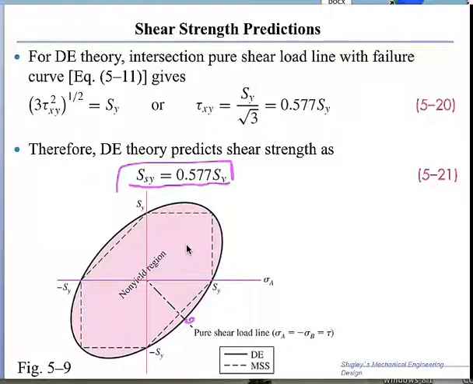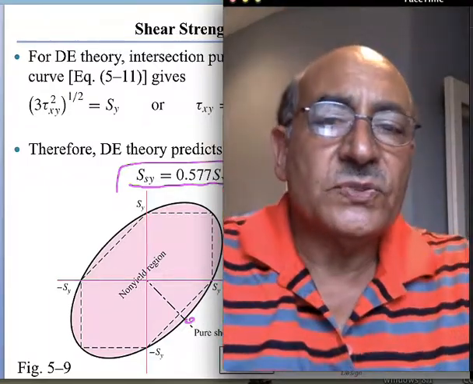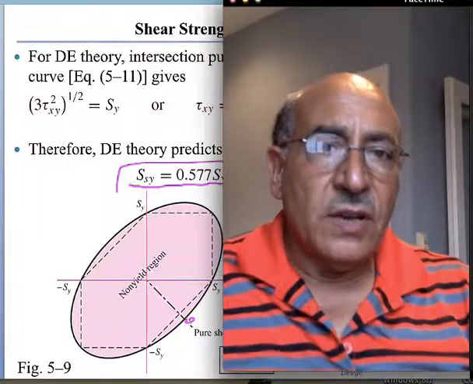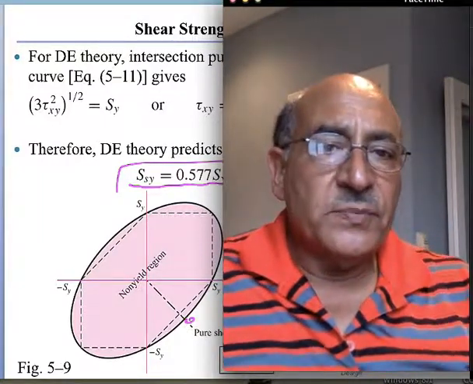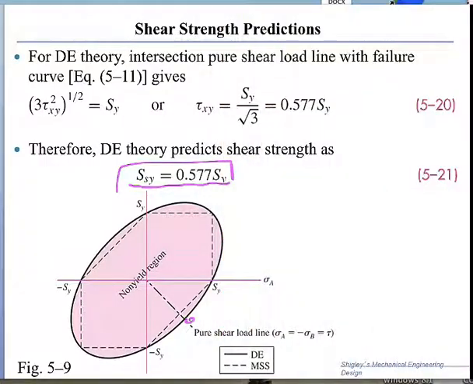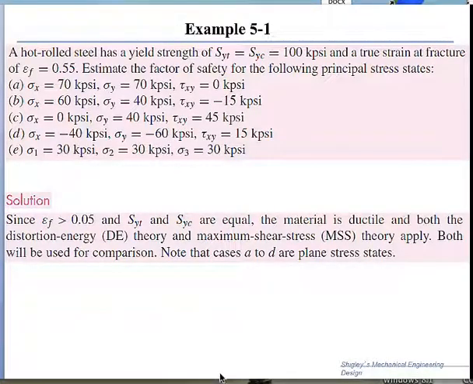So let me see if I can find an example that we will apply before we end this lecture. I'd like to pull an example in which we compute all of the criteria and compare them to one another. So here we have hot rolled steel, and its yield strength in tension is the same as in compression. YC is yield compression, YT is yield tension.